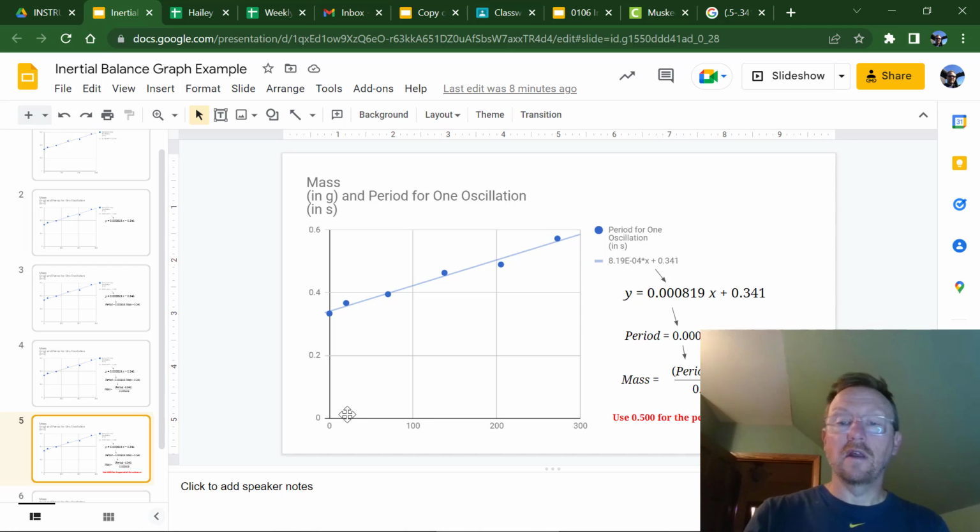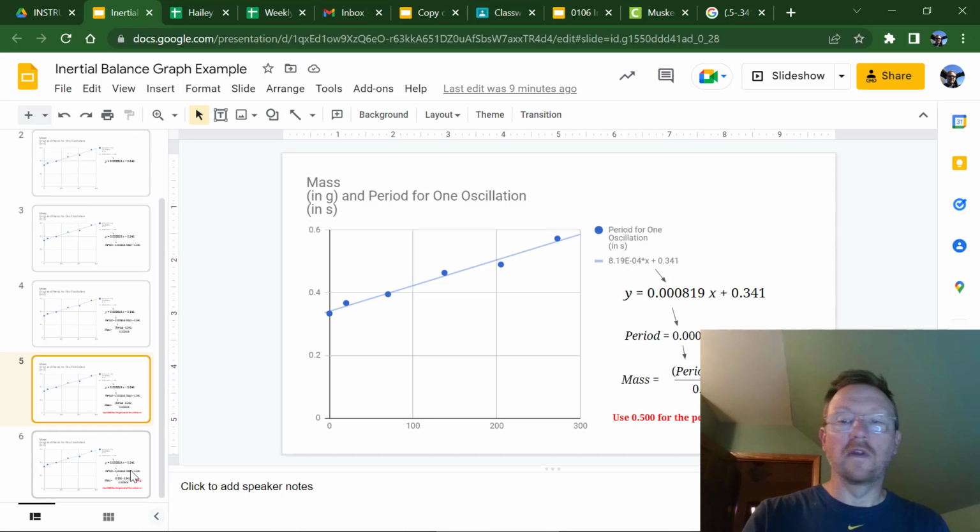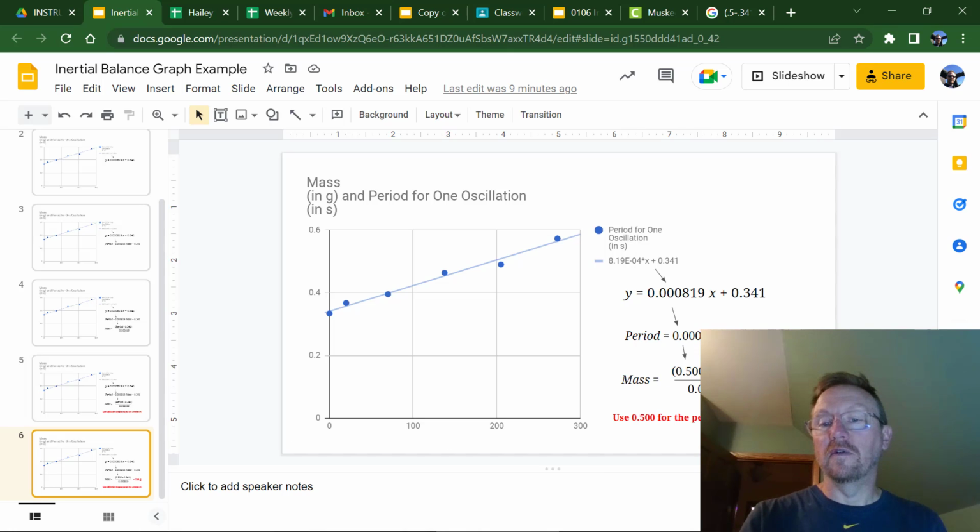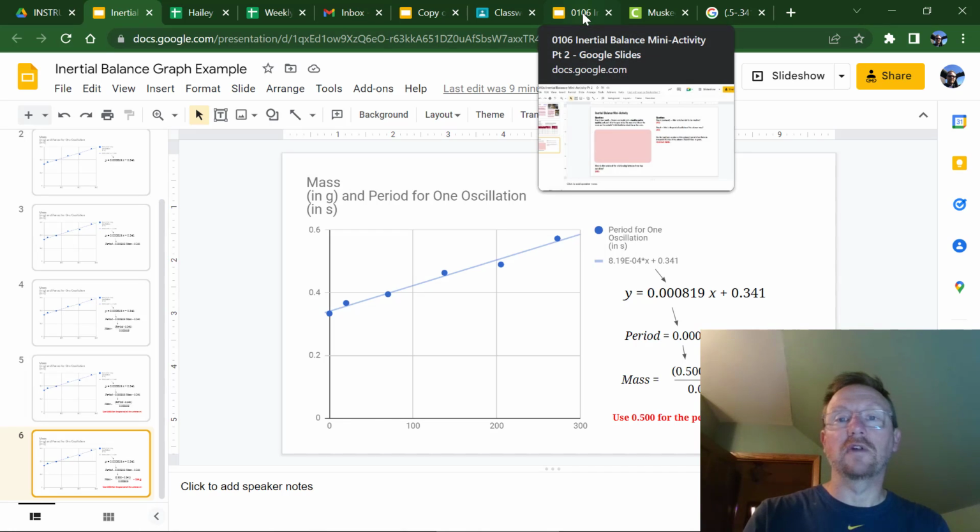Anyway, for me, I'm going to go ahead and plug in that 0.500 value for the period right here. So I'm going to end up with a formula that looks more like this. 0.500, which is the unknown, minus my y-intercept, divided by the slope, and I end up with a mass of 194 grams. 3 sig figs on this, so I have to make sure to include all that. So that's my mass for the unknown. Again, I converted its period of oscillation into its mass, which I think is pretty cool.